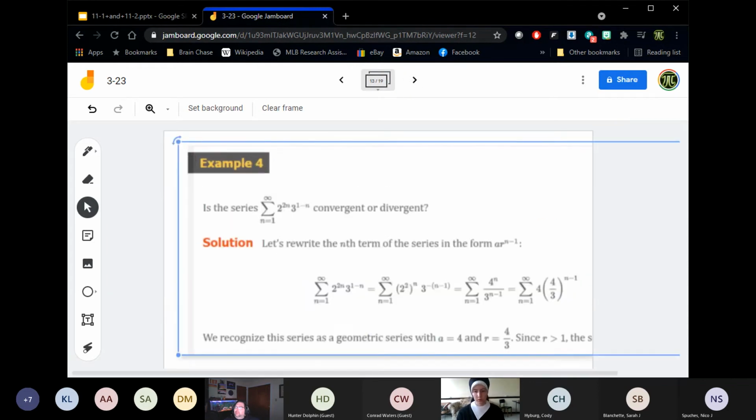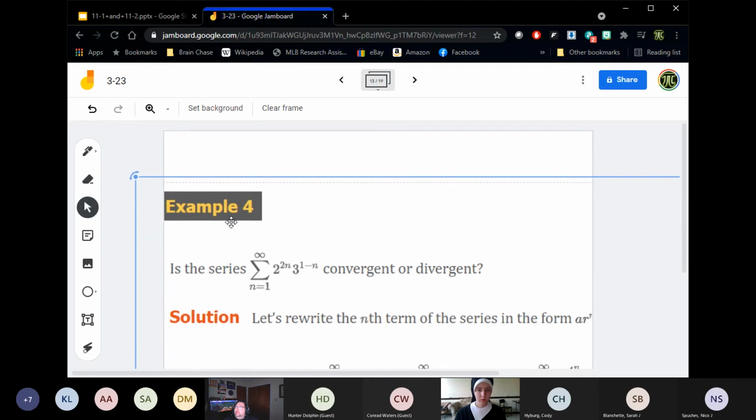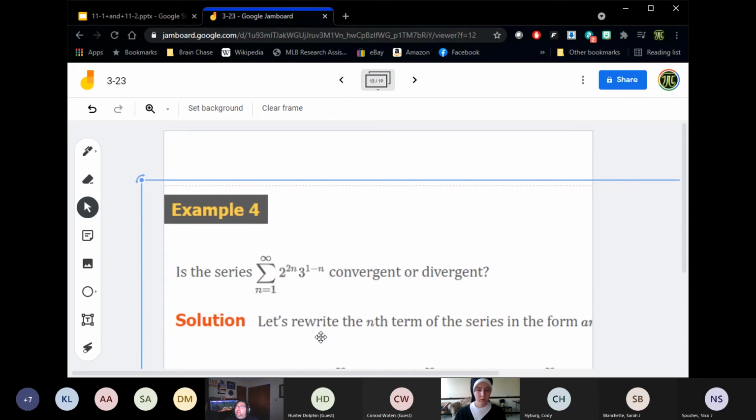All right, let's look at this one. In this one, I have a series, and it's 2 to the 2n, and then 3 to the 1 minus n. So now, in this series, I don't have necessarily something that makes a nice common ratio. So I've got to manipulate the problem a little bit to get a common ratio.